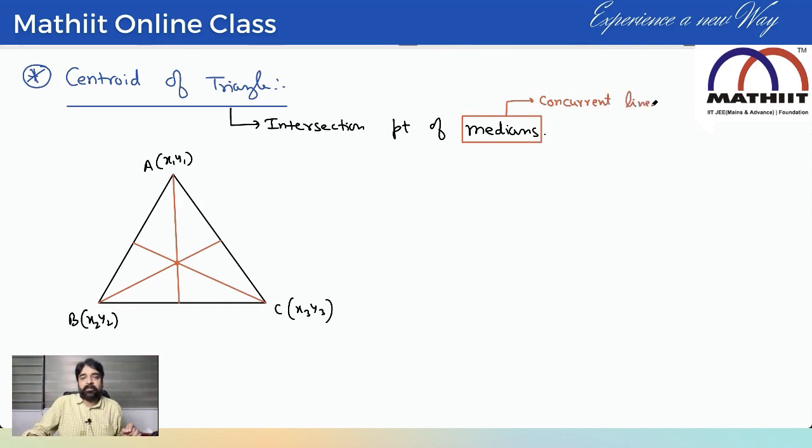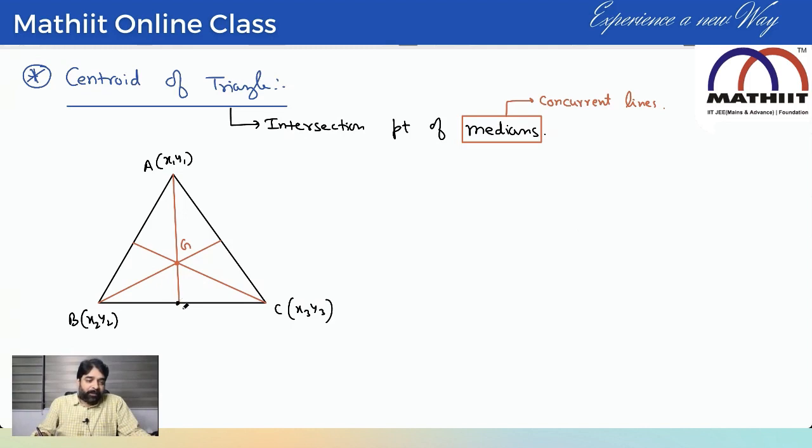Concurrent means those lines, more than two lines, if they pass through a single point, they will be called the concurrent lines. So sometimes if they ask, are the medians concurrent? Yes, all medians pass through a single point, and that single point is called the centroid G, represented by capital G. Am I clear to everybody?